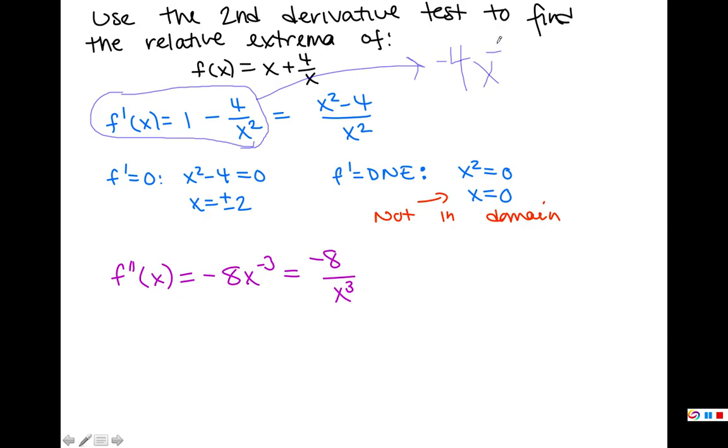Oh no, did I make a mistake? Oh, I think I did. Let's see if we can fix this. Right, so I've got 1 minus 4 over x squared. So I brought the -2 down. Yeah, it should be a +8. And then x to the -3, because you subtract 1 from the exponent. So that should be a +8 over x to the third.